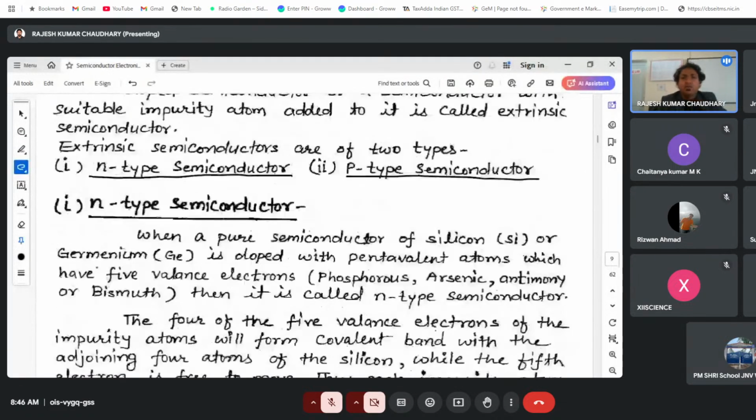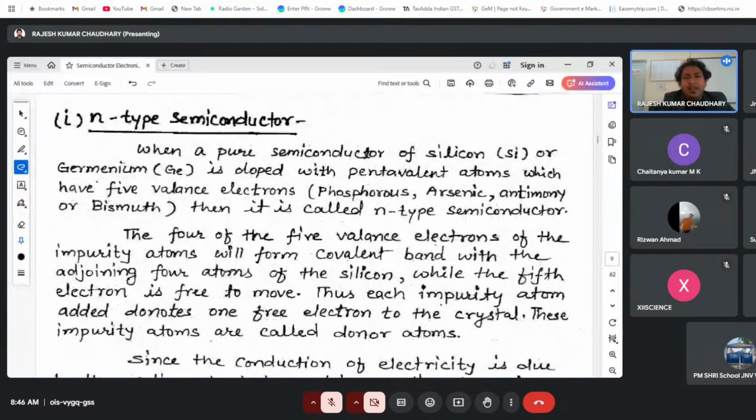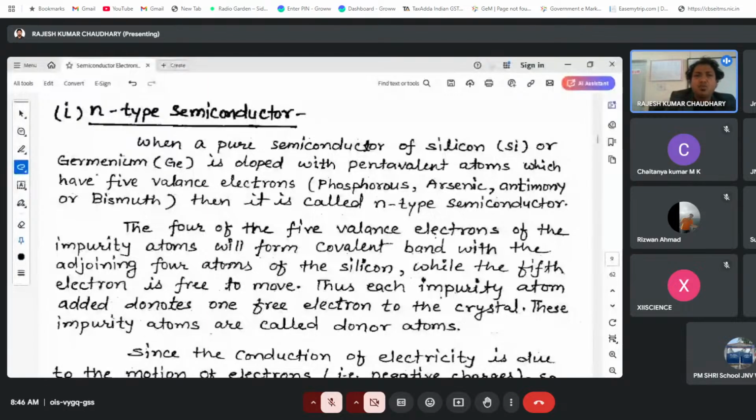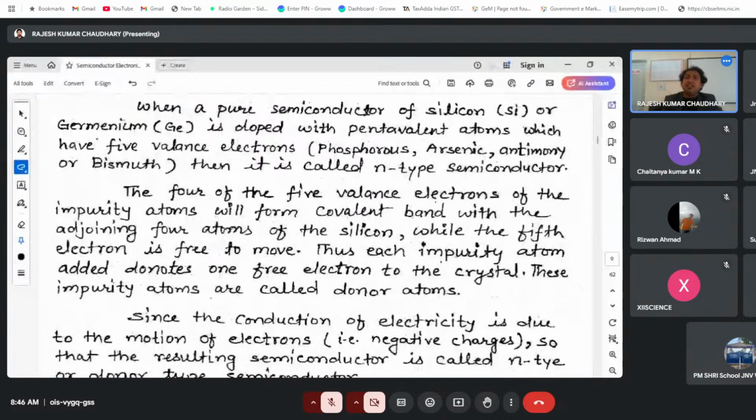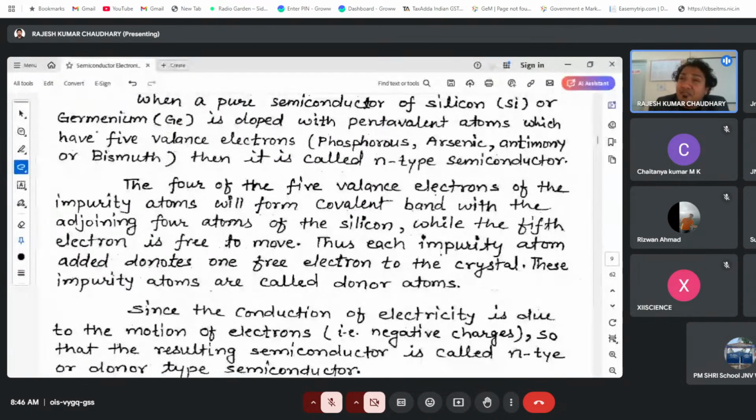So first we will discuss how to make an N-type semiconductor. When a pure semiconductor, silicon or germanium, is doped with a pentavalent atom, please try to understand this concept. Pentavalent means those atoms in which, in their outermost shell, there are 5 electrons. How many electrons? 5 electrons.